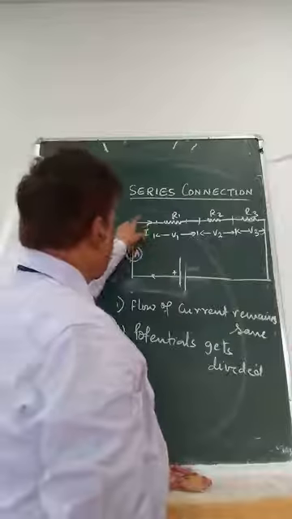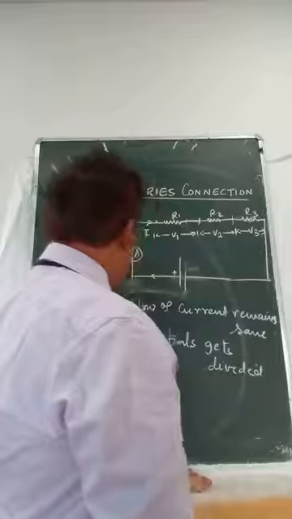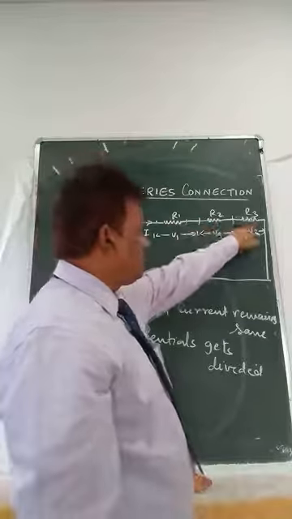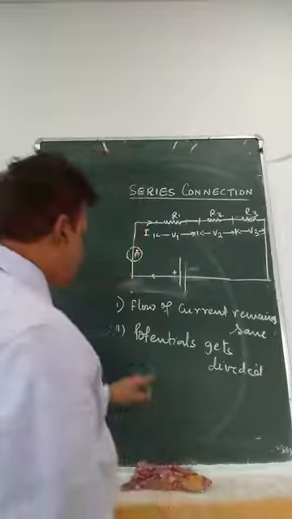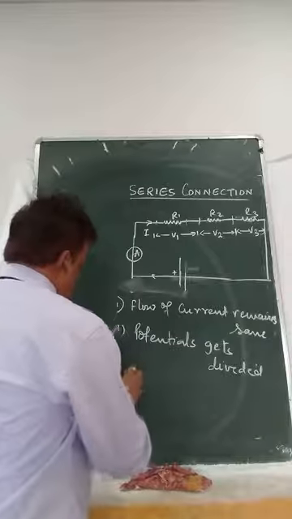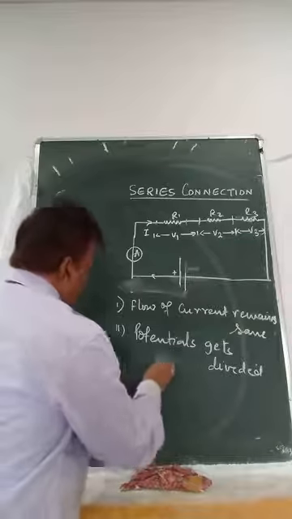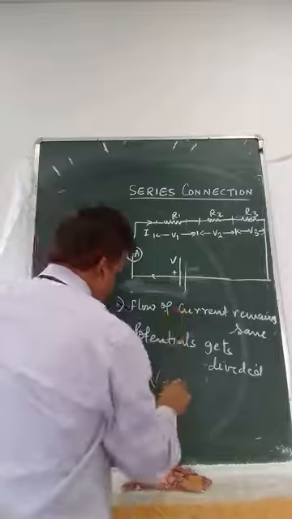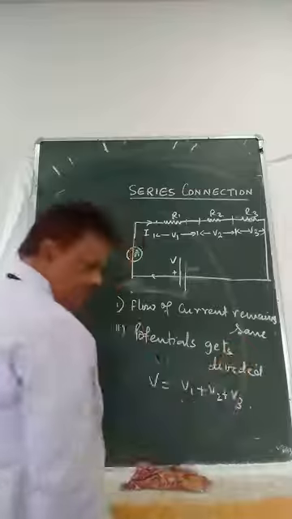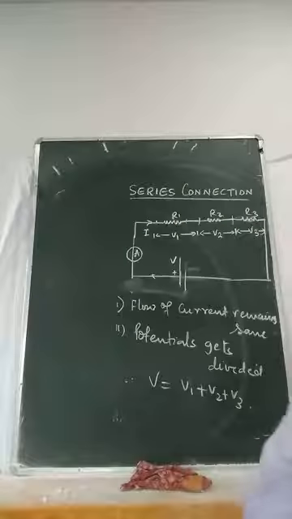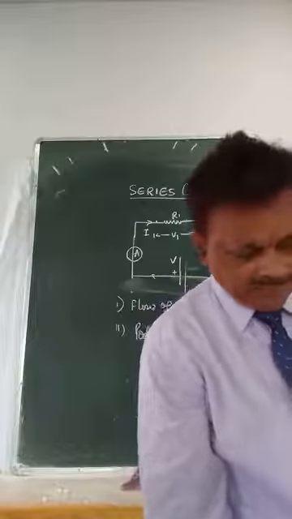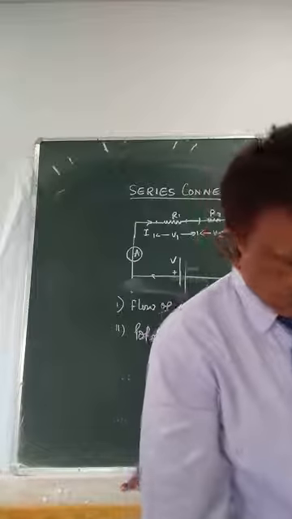The current flow is the same for all: the current flowing is I, I, I. So now what will you find? If you are giving a potential of V, that will be V1 plus V2 plus V3. Now, actually the proof is not in our syllabus, even then you should have knowledge of this. I'll tell you what to do here.